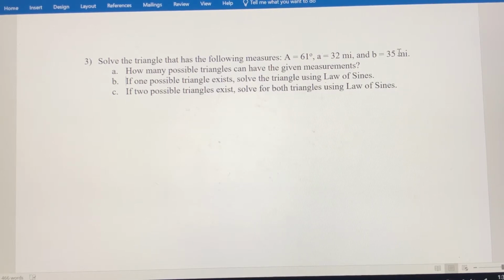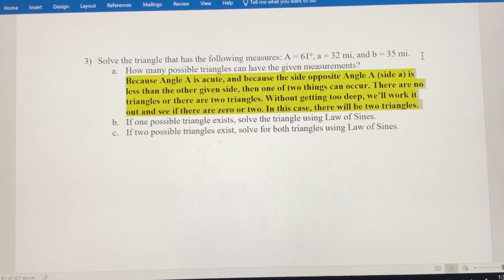Now, we talked about there being 7 different scenarios here, and this scenario is going to be a case where we have 2 possible triangles. Because angle A is acute, and because the side opposite A is smaller than the other given side, 32 is smaller than 35, there's a possibility of either no triangles or 2 triangles existing. Without getting too deep into those 7 scenarios, let's just work it out and see what happens here.